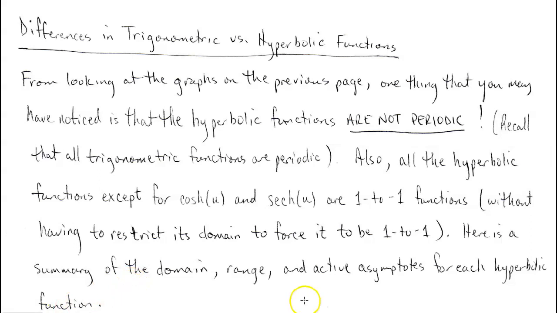Okay. Now, again, I mentioned this before as well, that because these functions are not periodic, it makes it kind of easy for us to tell which ones are one-to-one and which ones are not one-to-one. And of course, the ones that are not one-to-one, meaning that in their natural form they do not have an inverse function, we have to restrict the domain so that we can force one to happen.